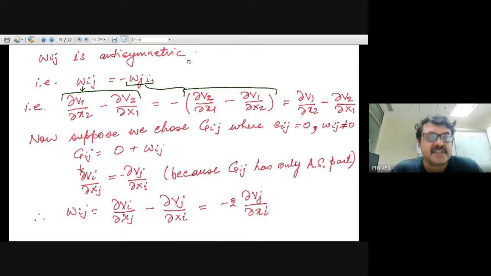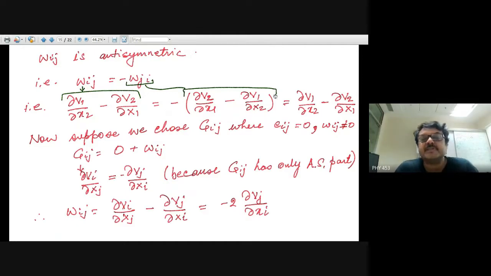So just to remind you, Wij is antisymmetric, and how to prove it? Well, Wij equals minus Wji by definition. And if you write down the expression for Wji and come with the minus sign, then you say this equality is satisfied. So it is an antisymmetric tensor.